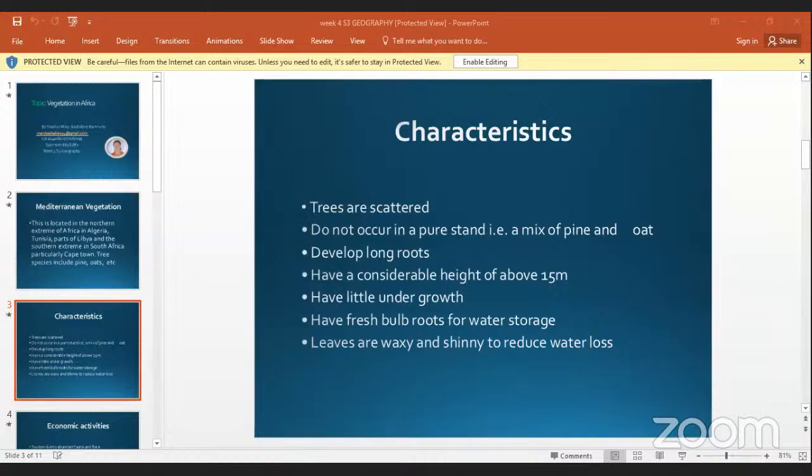So for now, let's briefly look at the economic activities. Can you raise your hand and suggest these economic activities and we move forward? What takes place in Montane type of vegetation? Yes, let me hear from Olivia. Give us an economic activity that takes place on Montane type of vegetation. Tourism. Tourism, that's right. Wildlife conservation. Good.